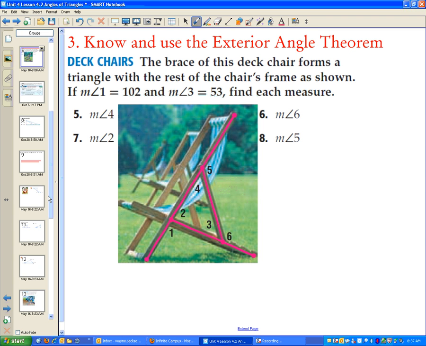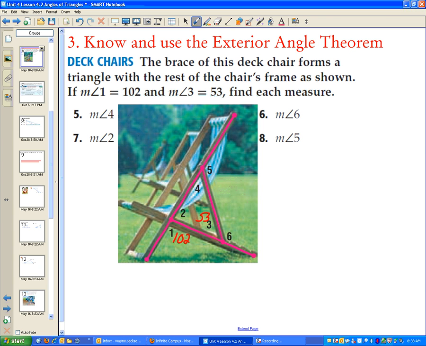And then let's label the measures they give us. The measure of angle 1 is 102, and the measure of angle 3 is 53. And then they ask us for the measures of all the other ones. Now, there's definitely more than one way you can go about this.